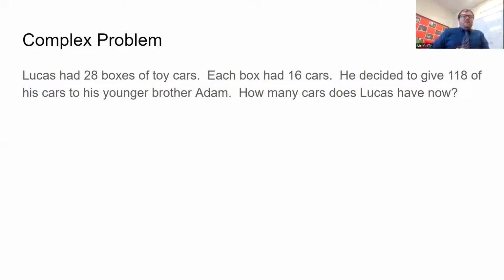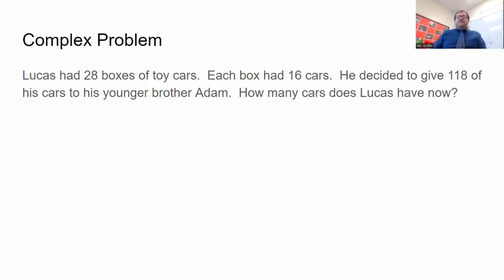all the steps. So Lucas had 28 boxes of toy cars. Each box had 16 cars. He decided to give 118 of his cars to his younger brother, Adam. How many cars does Lucas have now? All right. So I want you to see, what is the first thing we need to figure out before we can see how many cars Lucas has now? All right, go ahead and answer that question now.